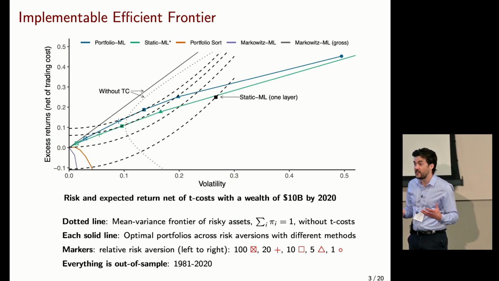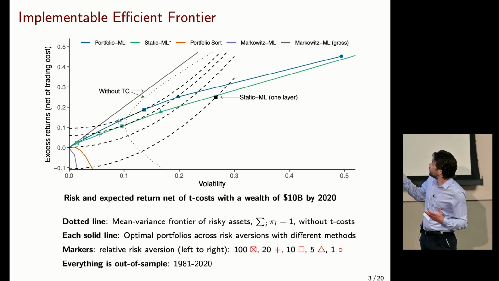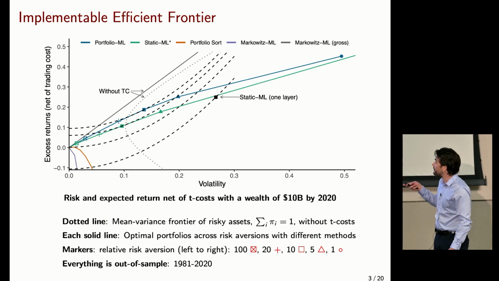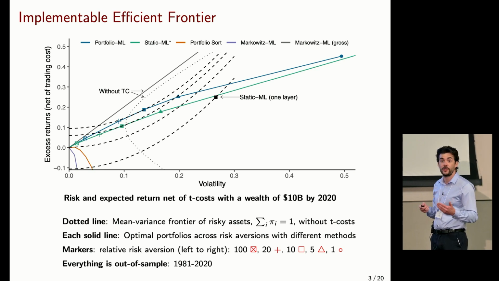Is that the cost of trading this portfolio is massive. So you see that here is the return or the efficient frontier before trading costs. But if you look here in the bottom left corner, you see that it quickly goes into the negative territory once you think about net returns.